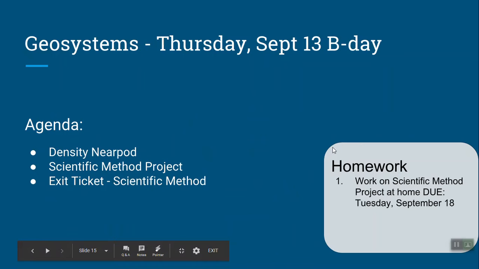All right, so on our agenda today, we started off class with a Nearpod on density, and then you had a chunk of time, about 60 minutes, maybe a little bit less, to work on your scientific method project. And then we ended class with your exit ticket.